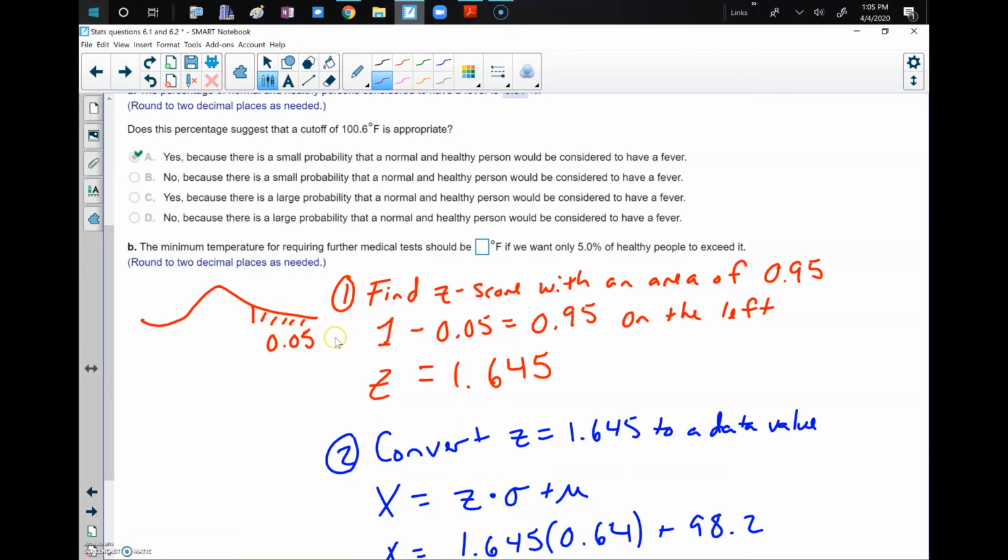So again, to go from percentage to a data value, the z-score is what we have to do as an in-between step. So I'm going to find the z-score that has an area of 0.95. Why I say 0.95 is because of how our chart is set up. We only get areas from the left in our curve, not from the right. So even though I'm looking at 5% on the right, we have to adjust it to consider that as area on the left. So 1 minus the 5% is 95%. So that's going to be what I look up on my chart.